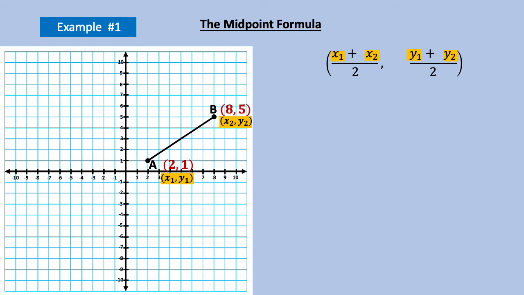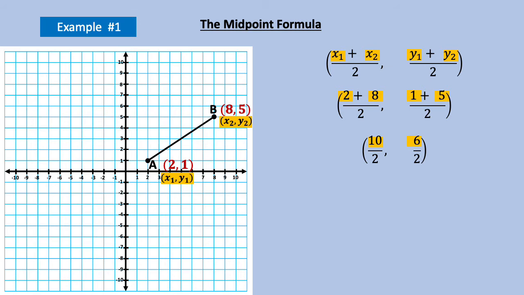Okay, now let's substitute the values into the formula. When we substitute the values for x1, x2, and y1 and y2, we get the following: 2 plus 8 divided by 2 and 1 plus 5 divided by 2. Now before we can divide by 2, we first have to simplify what's happening on the top of the fraction. So on the left hand side we have to add 2 plus 8, and on the right hand side we have to add 1 plus 5. That'll give us 10 divided by 2 and 6 divided by 2.